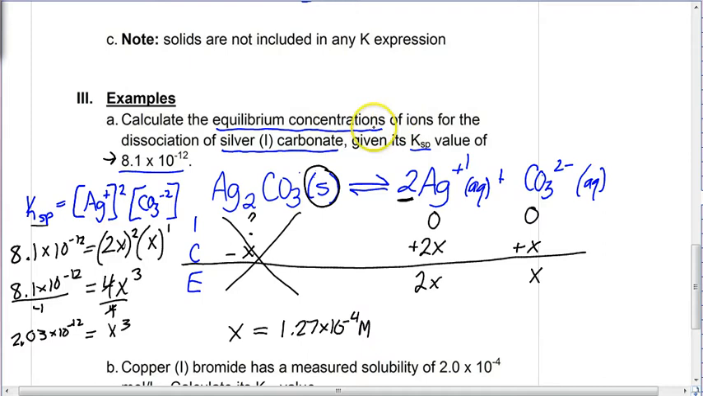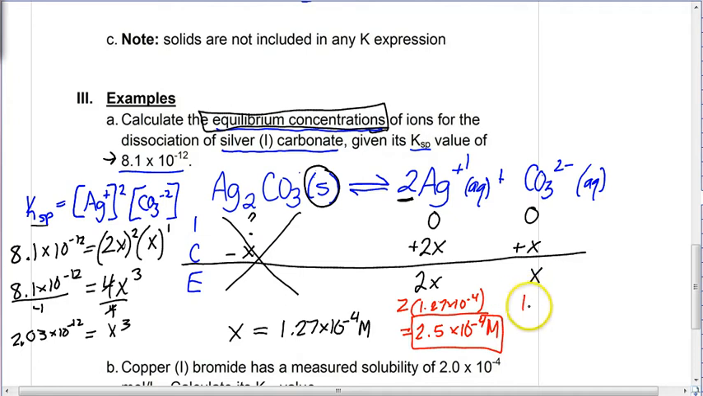Then remember, we're looking for equilibrium concentration. So once we found x, we just plug that back into our E row. So 2 times that number will be the concentration of Ag+. So that ends up being 2.5 times 10 to the negative 4th molarity of Ag plus 1. And it would just be 1.3-ish times 10 to the negative 4th molarity of the carbonate. Not too bad, right? No square root or approximation or quadratic even needed.